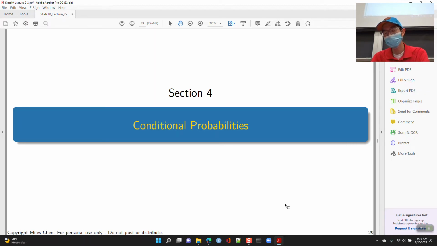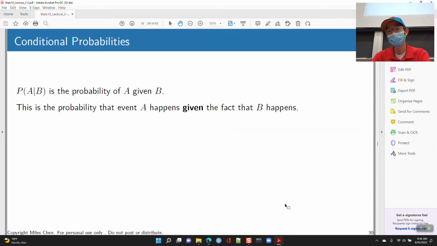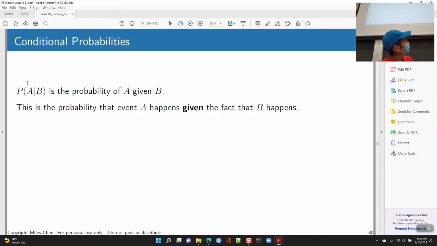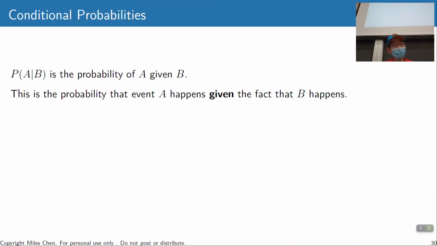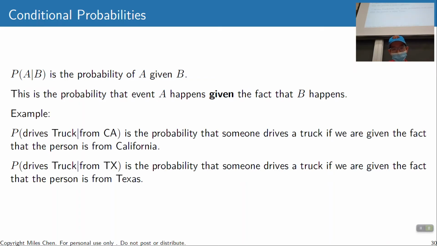Okay, let's introduce this next topic of conditional probabilities. Here we have some new symbols. We have this vertical bar here. This vertical bar stands for given. So we would read this as the probability of A given B. This is the probability that event A happens given the fact that event B happens. Okay, what's the probability that A happens given the fact that B happens?